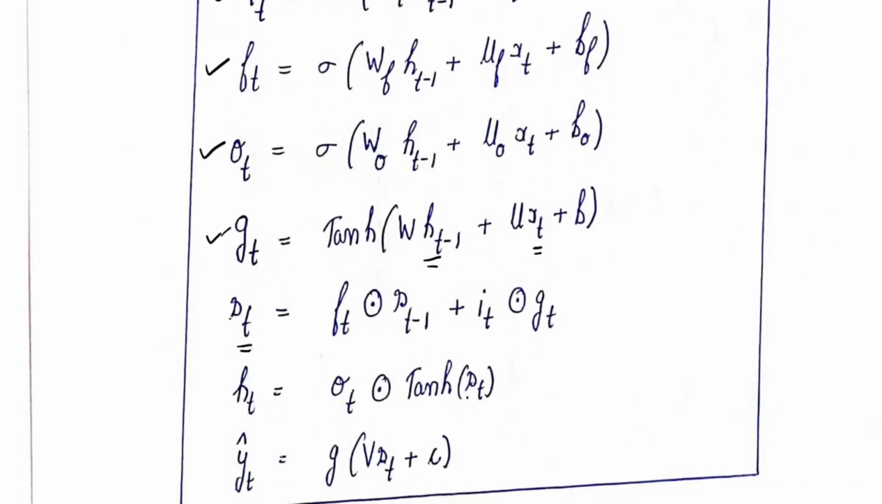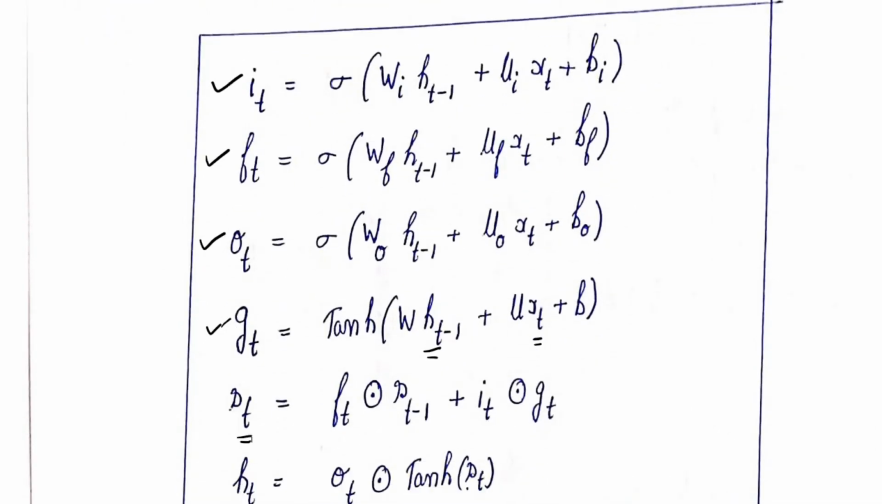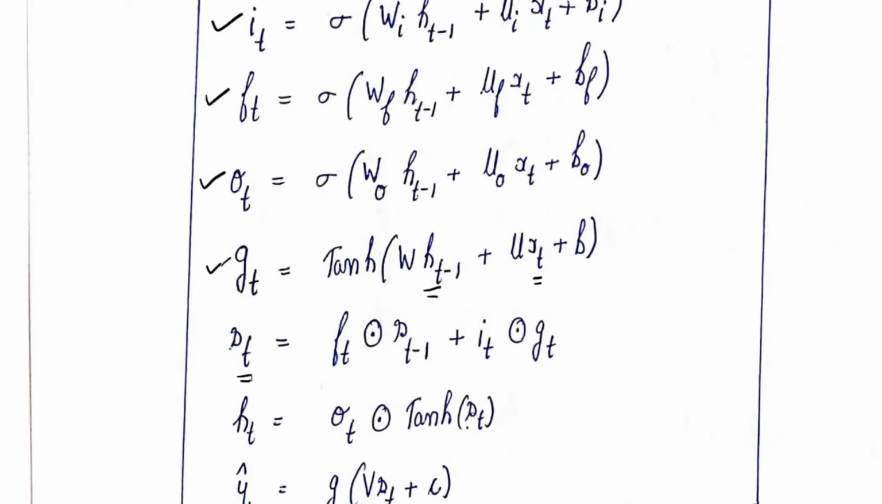Once we have found that out, we can calculate y cap t, or the prediction at time t, as an activation function of V st plus c. The activation function g could be tanh, softmax, or even a ReLU, whatever is feasible, and this will give you the final result. So this is how the entire architecture of LSTM looks in mathematical terms.